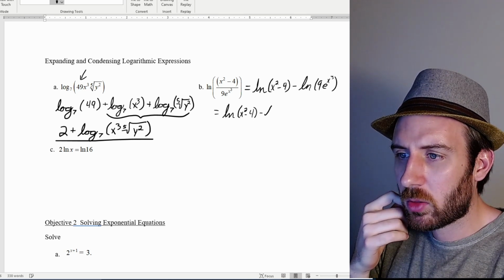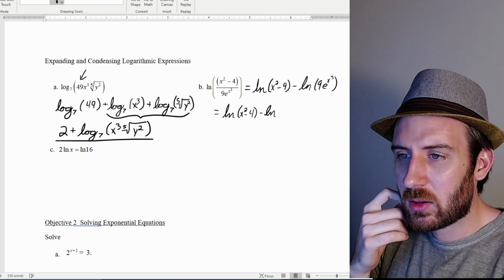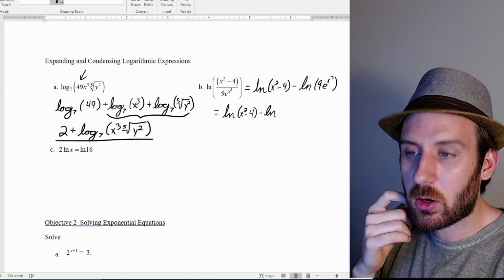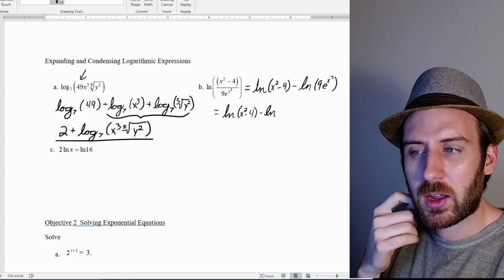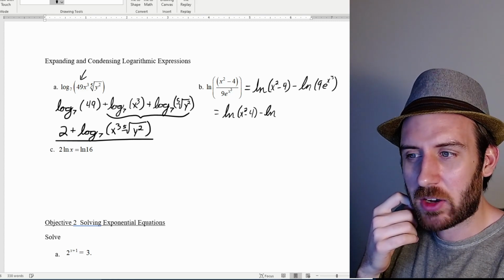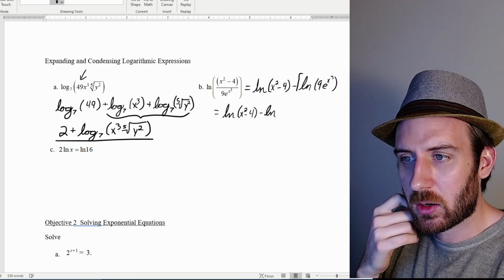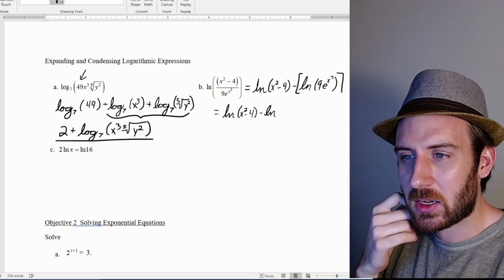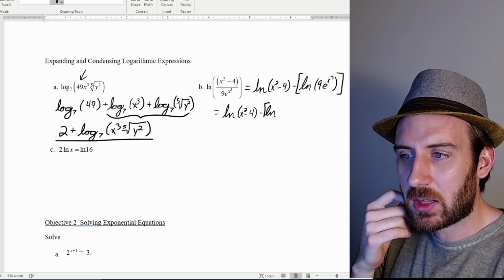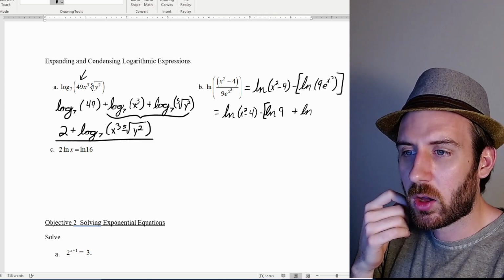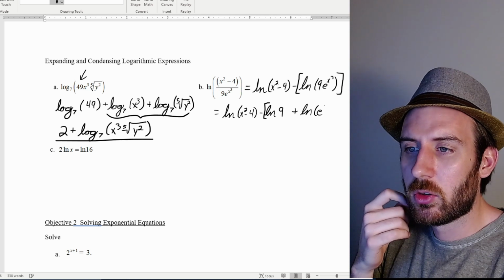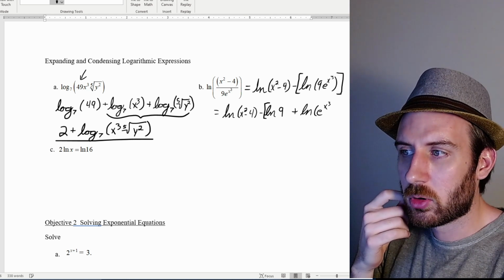Minus natural logarithm of 9 times e to the x cubed. Oh, we can make that addition. But if I make it addition, I already have a negative attached to the whole natural log. Let's be very careful here, because if I'm going to start to make many negative things, maybe I'll keep it as a bracket. So this would be natural log of 9 plus natural log of e to the x cubed.